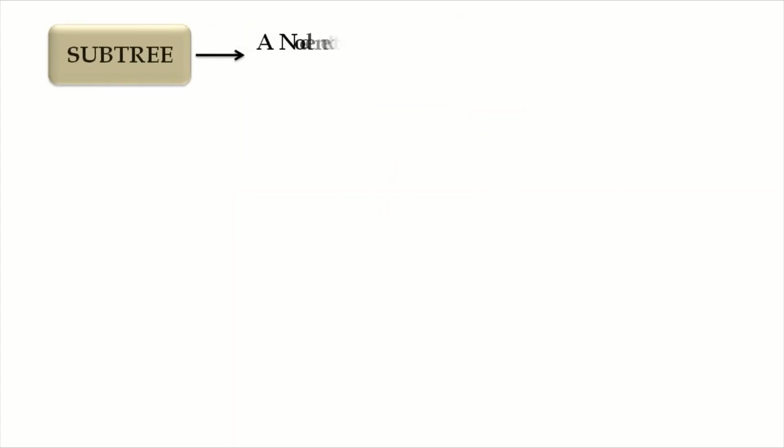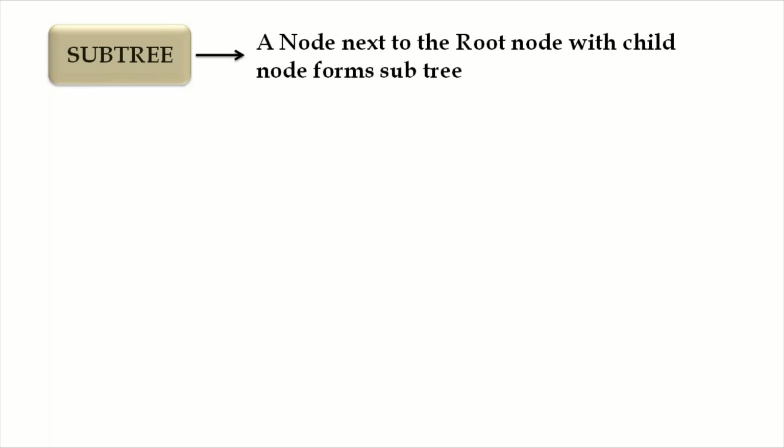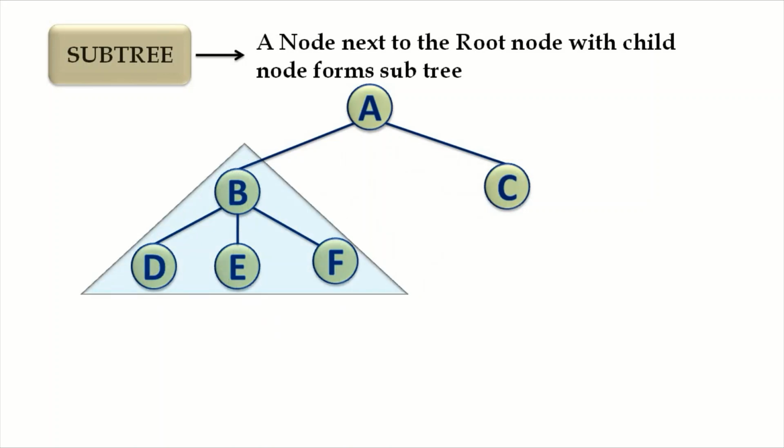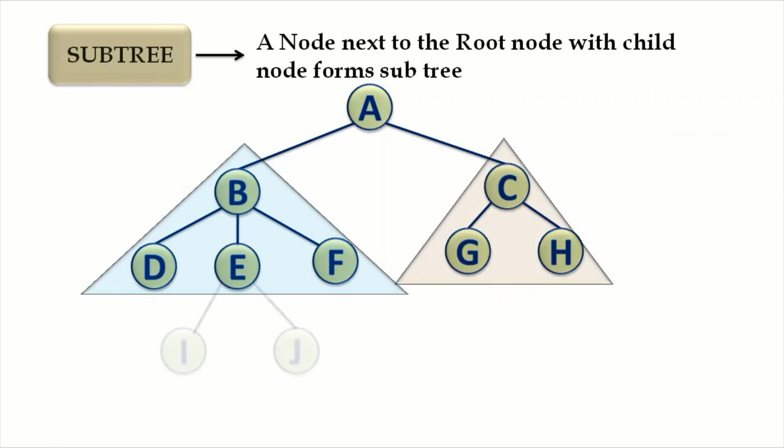Next, subtree. A node next to the root node with its child nodes forms a subtree. So let us identify the subtrees in a tree. Here A is a root node. So we need to identify the subtrees which are next to the root node. So next to the root node are B and C. B is further connected to D, E, F nodes and forms a subtree. C is further connected to G and H and forms a subtree. E is further connected with I and J and forms a subtree. Here B forms a subtree, C forms a subtree and E forms a subtree.